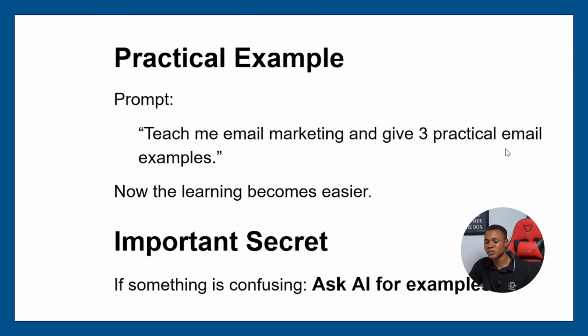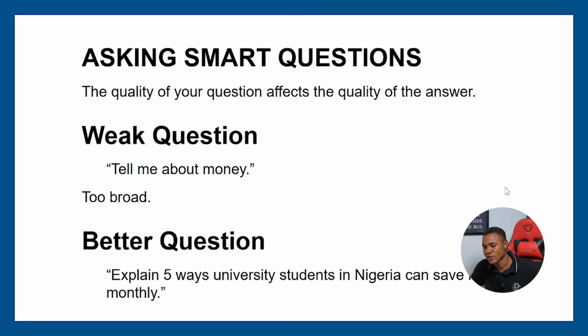Important secret: if something is confusing, ask AI for examples. Is that okay? So if you were writing something and it's confusing, like that poem we're writing, if the poem is confusing to me and I don't understand it, I can tell it, give me a good example of a prompt, and it will give me. Then I will now tell it, write me a prompt based on that example, following that example, and it will do that for me.